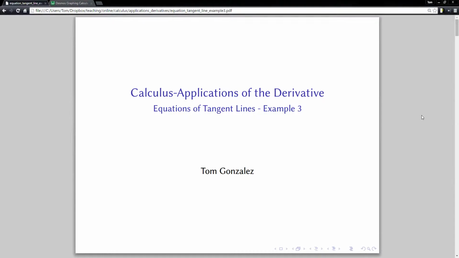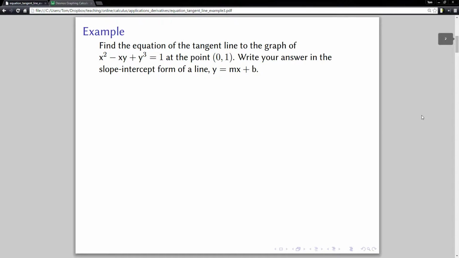In this video, we're going to take a look at finding the equation of a tangent line. In this example, we're going to take a look at not a function, but what's an equation here, I guess is what we'll call it. And so in this example, we'll have to take the derivative implicitly to find the equation for the tangent line.